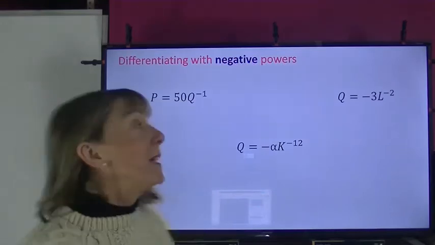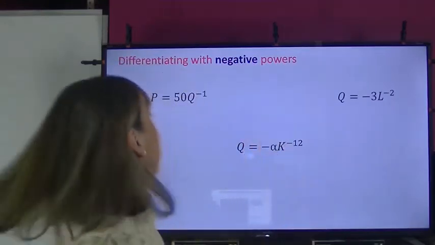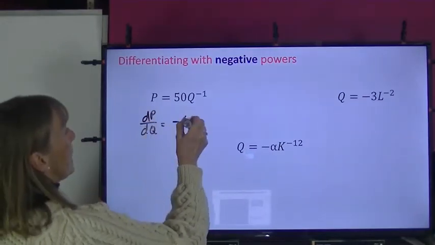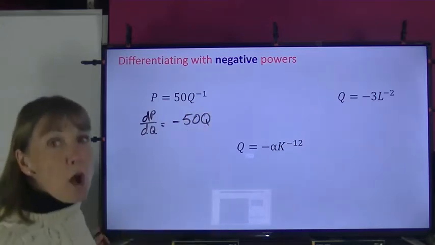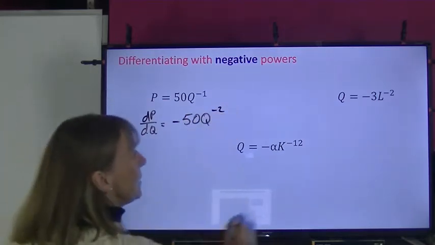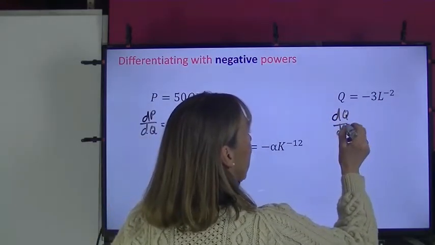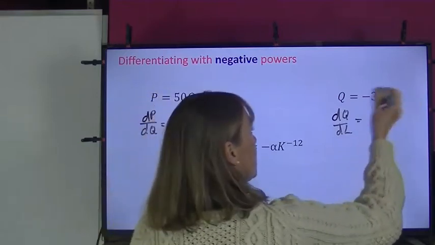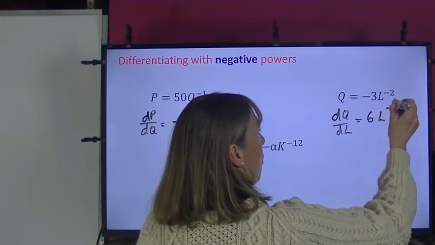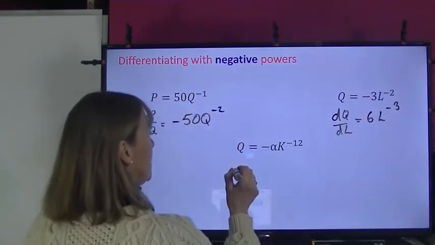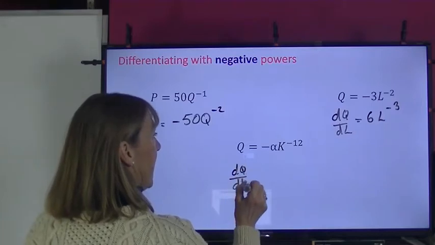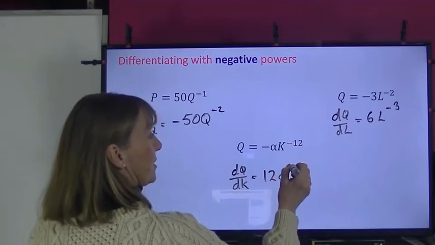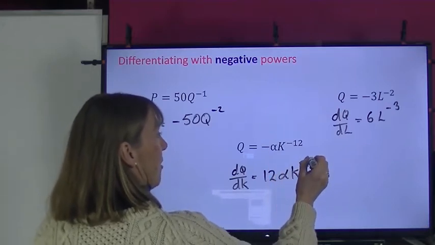Okay, here's some more practice with negative powers. We're going to try not to kill any kittens. So we've got dp by dq equals minus 50q. Minus 1 minus another 1 is minus 2. We've got dq by dl equals, I'm now multiplying a negative number by a negative number, so it becomes positive, and that gets 1 more negative. And this one, dq by dk, negative times a negative is going to be positive. Alpha is just a constant, minus 13.